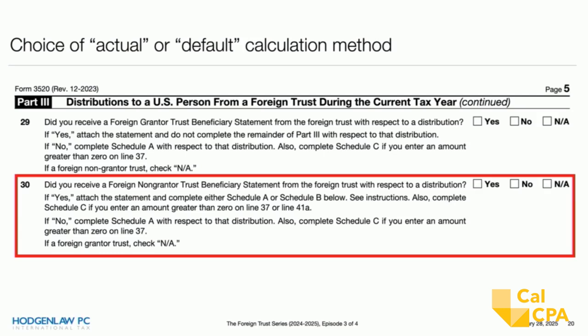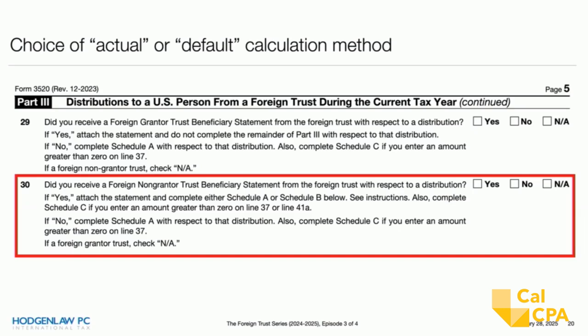In practice, the actual method is almost certainly going to be better for you. And the reason is because for the default method, 100% of the distribution is treated as taxable, even distribution of capital. So everything is taxable. The only question is whether it's going to be taxable as ordinary income at whatever marginal rate, the highest marginal rate is for the beneficiary, or it's going to be taxable as an accumulation distribution. So in general, default method bad, actual method good. And you want to use the actual method if you can.